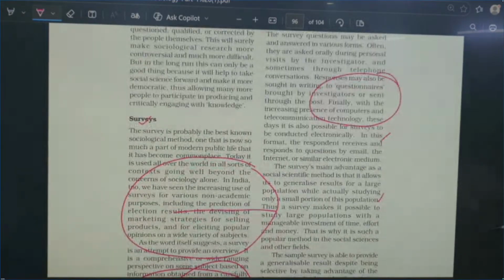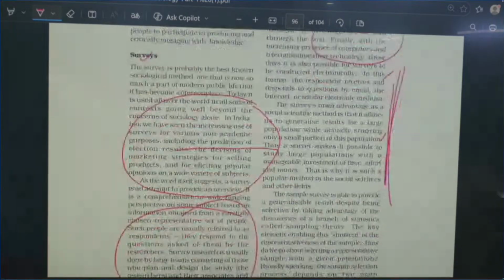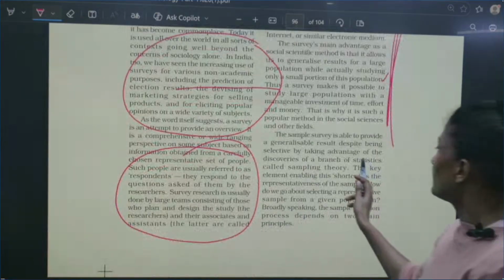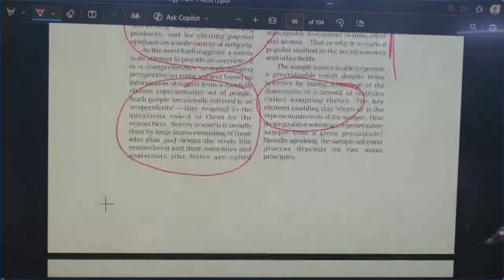The survey's main advantage as a social scientific method is that it allows you to generalize results from a large population, which I've already explained. Then sampling, I told you yesterday. The sample survey is able to provide a generalizable result despite being selective by taking advantage of the discoveries of a branch of statistics called sampling theory. In all of these, you must prepare one 250-word answer. Sampling theory.